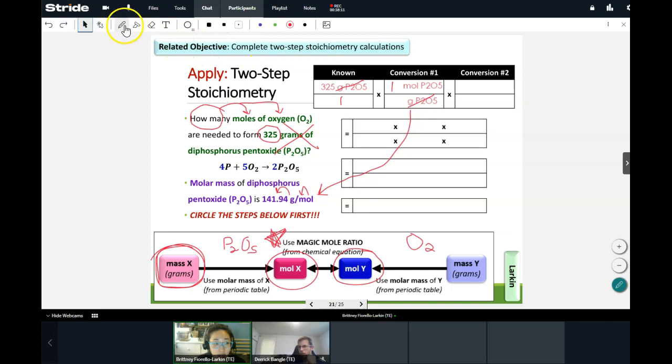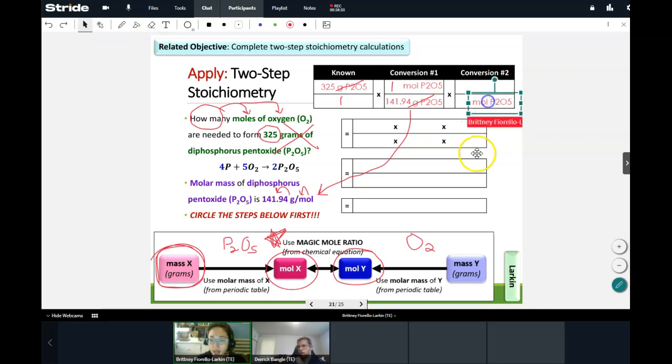Yeah, so next to grams here, we can see the number 141.94. So that goes on the bottom right here. So I'm now at moles of diphosphorous pentoxide. So now I can get to moles of something new, right? Now we're at the magic mole ratio. That's awesome. So I want to get rid of moles of diphosphorous pentoxide. So that goes on the bottom.